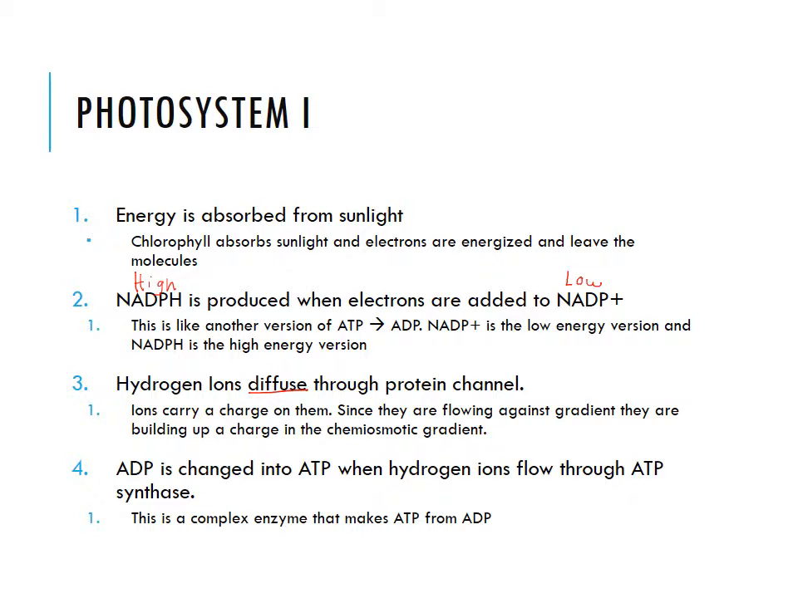Then step four, we finally change our ADP into ATP when those hydrogens flow through the ATP synthase. This is a special protein that helps diffuse those ions through there, but also makes ATP from ADP. Now, this is going to be a very important process because it's going to help us make more energy that can be used later on and repeated in a cycle.